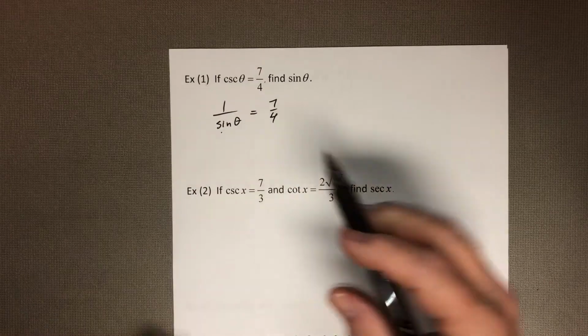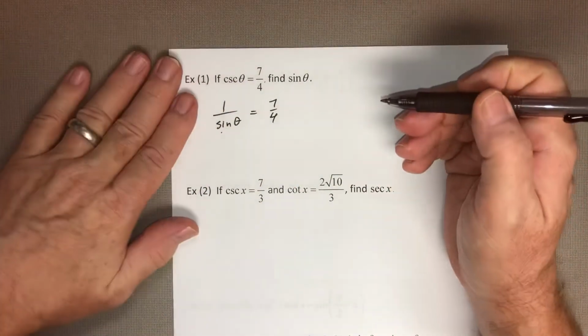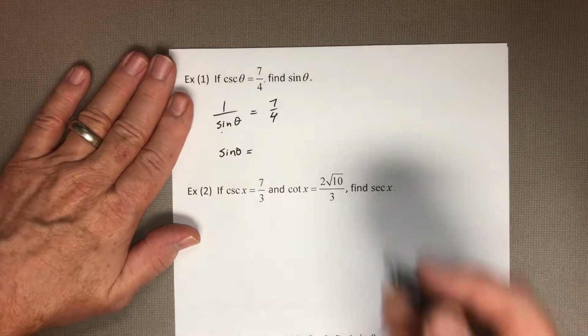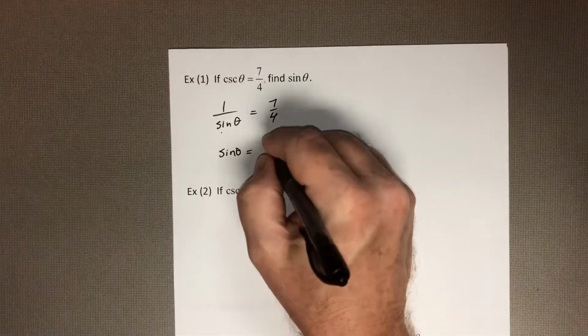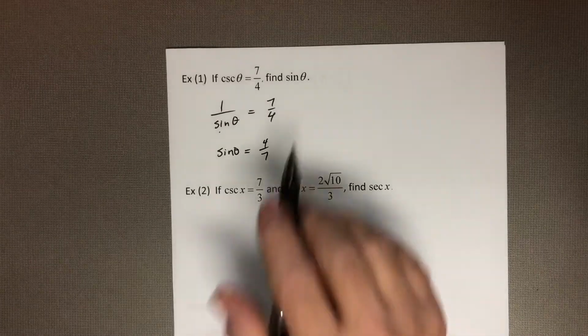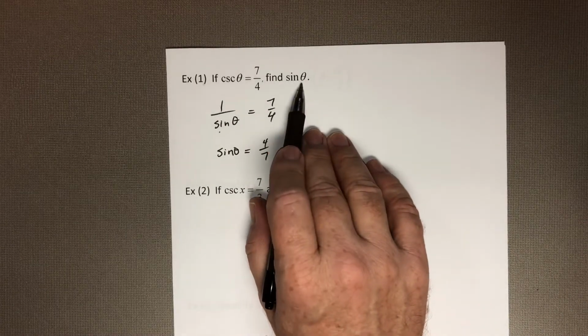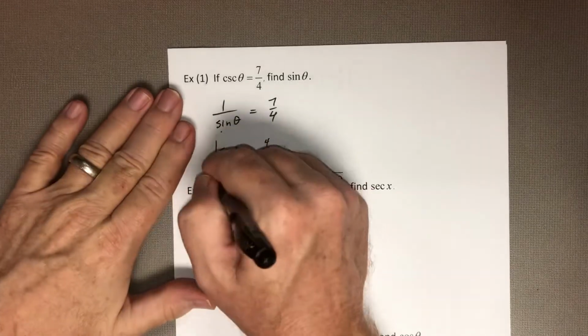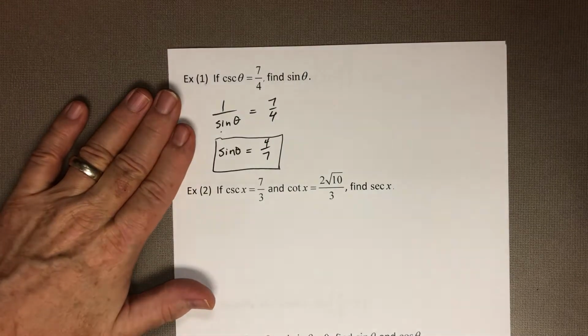And if you do that, and then you reciprocate both sides, on the left, you get the sine of theta, which is what we're looking for. On the right, you get 4/7. And that means we're finished. We found the sine of theta, which is 4/7. All right, so we're done. Let's go to number 2.